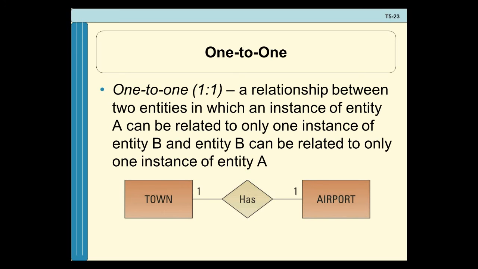So here's a one-to-one. And so what we do in a one-to-one relationship is we try to find a phrase that we can put in between two entities to make it read like a sentence. So we can say a town has an airport. And reading it back the other way, from right to left, I know we don't usually read from right to left, although in some languages they do. But if we were to read this from right to left, we would say an airport is located in a town. So we would have to change that phrase in the center.